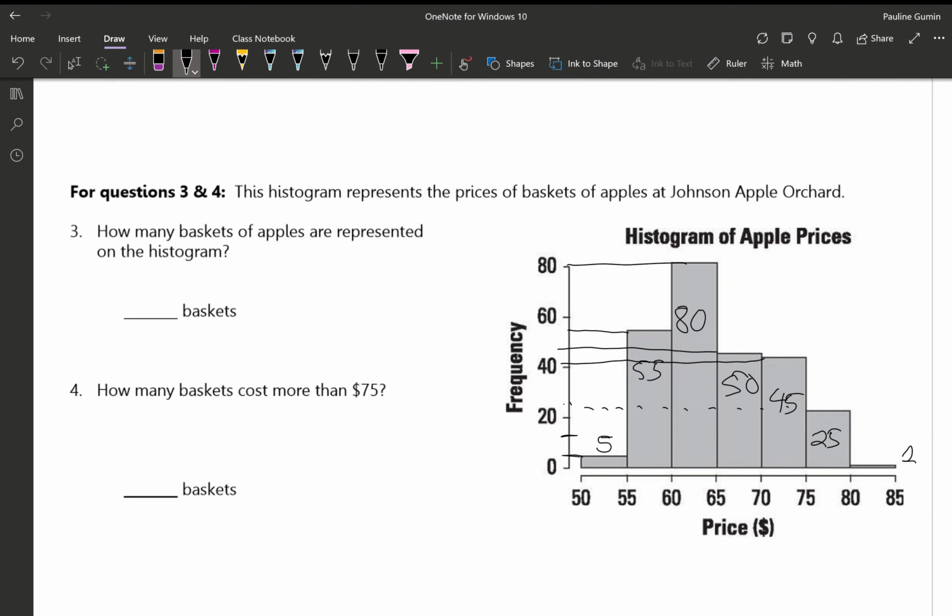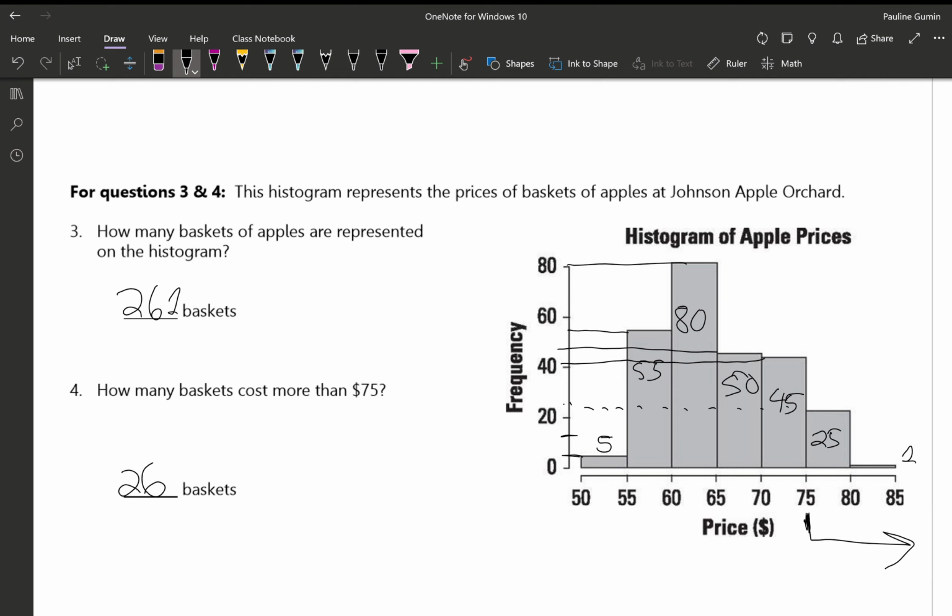So what I did next is I added up all these numbers, and I got 261 baskets. Number 4, how many baskets cost more than 75? I find 75; more than would be to the right. 25 plus 1 is 26.